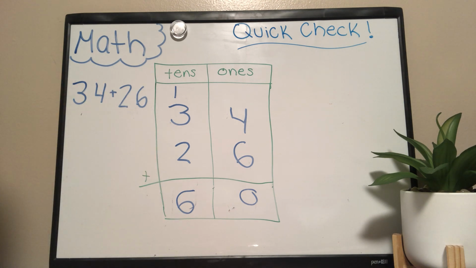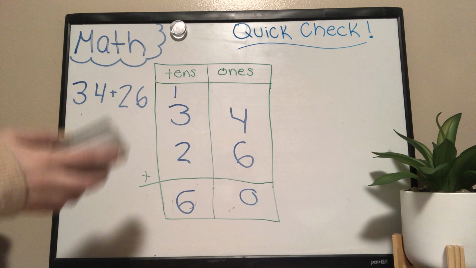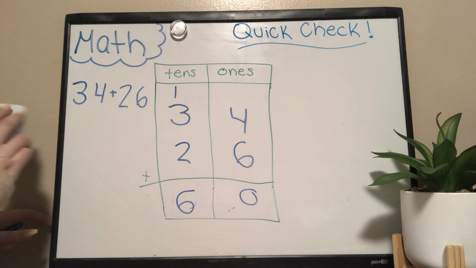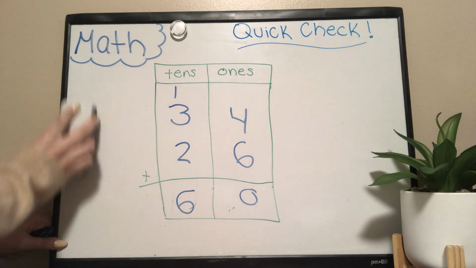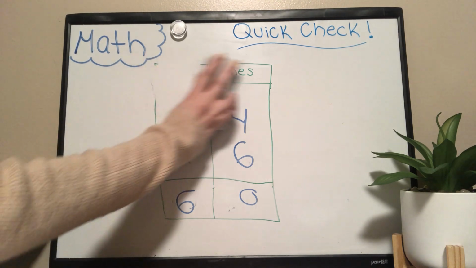Yes, you are done, and yes, you are sure. Oh my gosh, that was so fast. Amazing job. Go ahead and give yourself a kiss on the forehead and a pat on the back. 40, no, not 40, haha, 34 plus 26 equals 60.